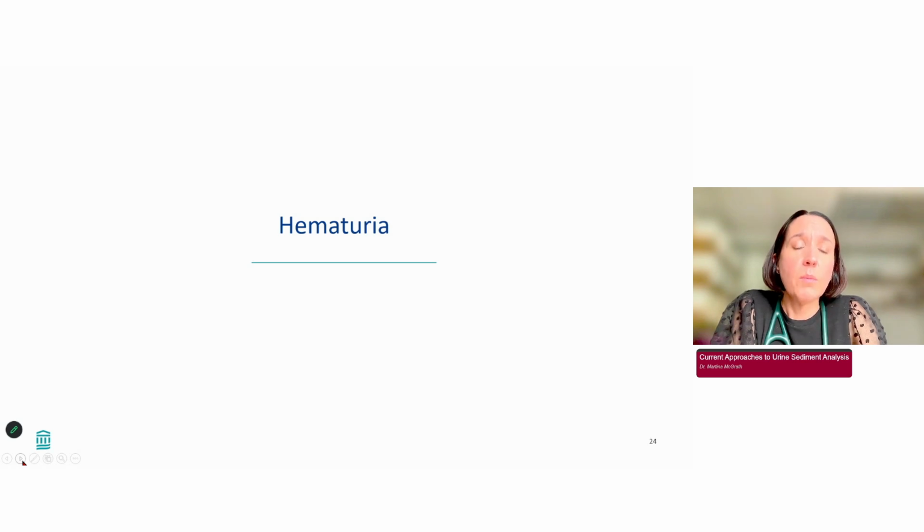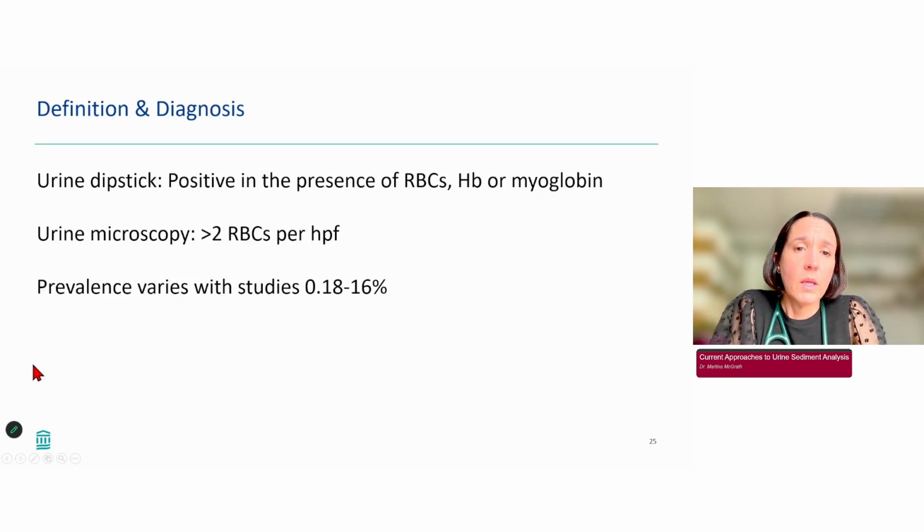Moving on to hematuria. So the urine dipstick will be positive for blood in the presence of red blood cells, hemoglobin, or myoglobin, whereas the urine microscopy is positive with greater than 2 red cells per high-powered field. The prevalence of isolated microscopic hematuria varies according to studies. It's reported as anywhere between 0.18% and up to 16%.